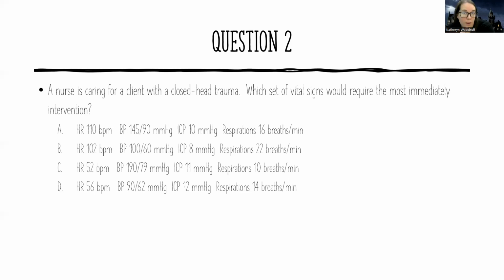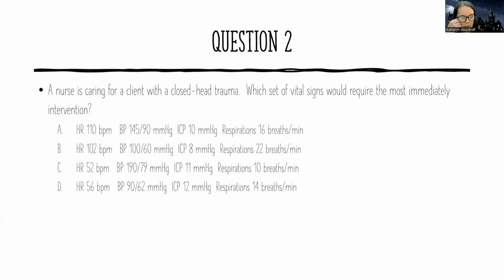And if you'll notice, by the way, if you're looking at the answer choices, there's 2 high heart rates, 2 low heart rates, which tells me I'm eventually going to be able to cross some of these out. So the next one is heart rate of 102, blood pressure 100/60, which is a little on the low side. ICP is 8, okay? And the respirations are a little increased. So their blood pressure is a little low, their respirations are mildly increased, but their ICP is holding, they seem to be doing okay.